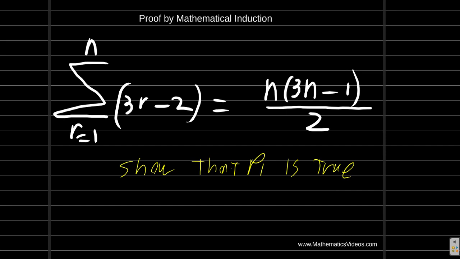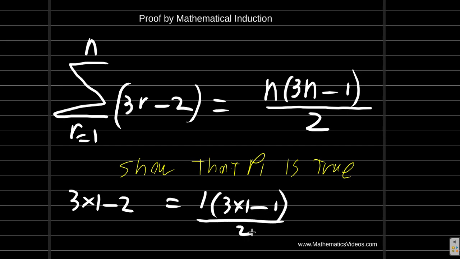So therefore, n is also 1 when r equals 1. So 3 times 1 minus 2 equals 1 times (3 times 1 minus 1) over 2. Let's see, 3 ones are 3. 3 minus 2 is 1. Okay, the left hand side is 1. 3 ones are 3. 3 minus 1 is 2. 2 divided by 2. Well, 2 times 1 is 2. 2 divided by 2 is 1. Good. So that is so.